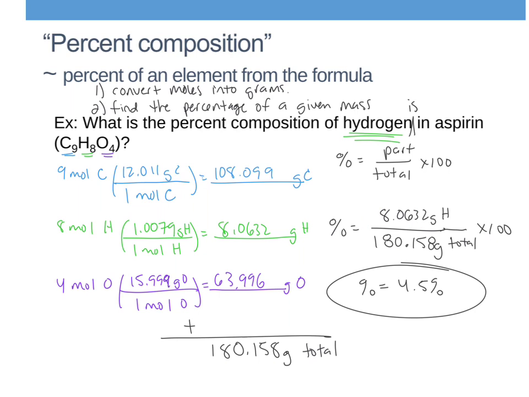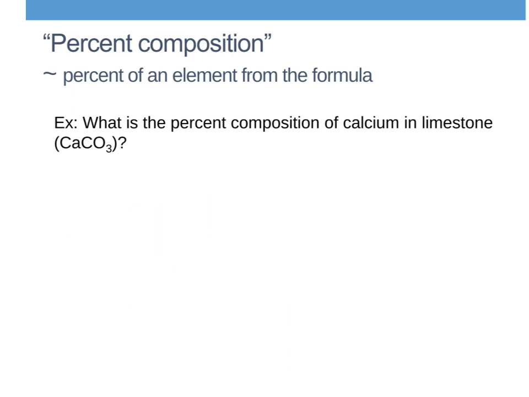So using this setup here, I want you to try one yourself. So let's take a look at this. Same exact type of question. What is the percent composition of calcium in limestone? And I give you the formula of limestone. It's CaCO3. So I want you to pause, see if you can do this exact same thing. Remember that the first step is to convert those moles into grams. And then once you have those grams, you're going to find the percentage of those grams of the total. So go ahead and pause, and then we'll go over this one together real quick.